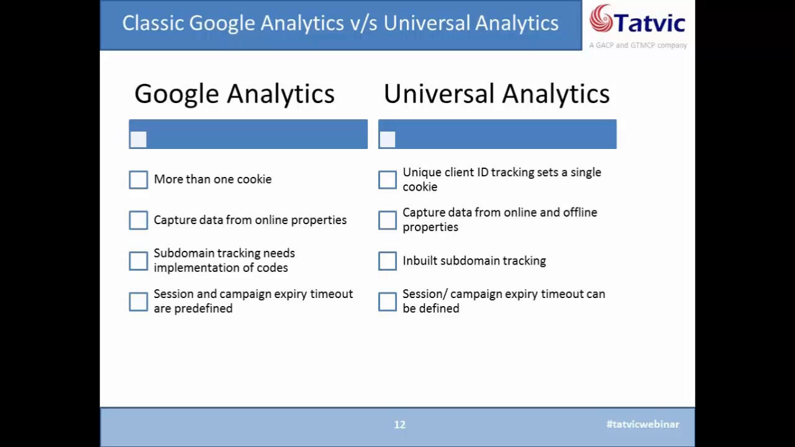The next difference was about importing external data, which is only possible in Universal Analytics and not in classic Google Analytics. The third difference was the subdomain tracking, which is done automatically in Universal Analytics due to the inbuilt feature which Universal Analytics has, while in Google Analytics we have to implement some customized codes to do it. The last difference was about the session and campaign timeout, which can be defined easily from the admin section in Universal Analytics. So these were a few of the major differences between classic Google Analytics and Universal Analytics.